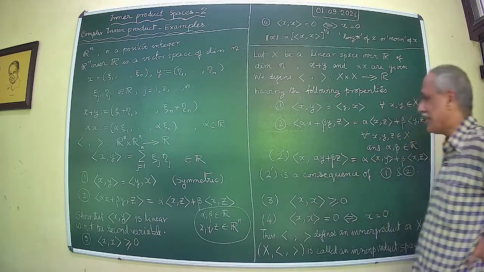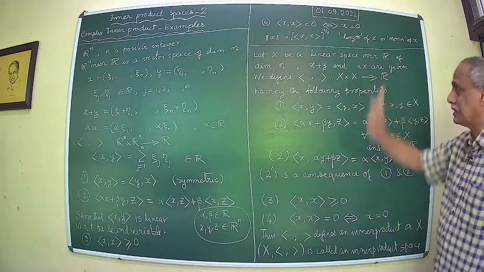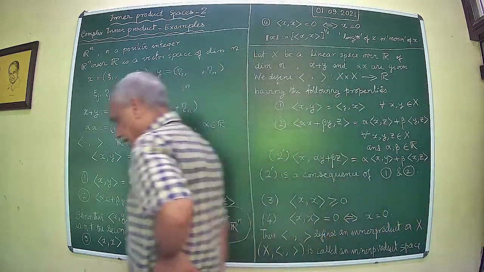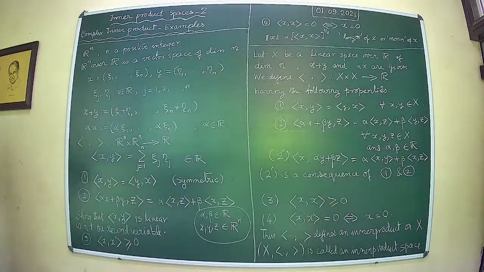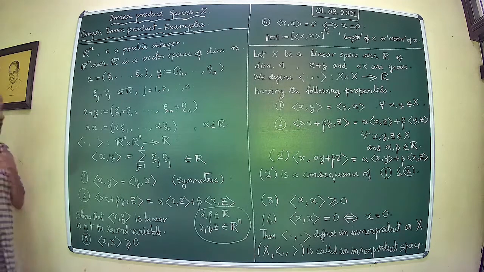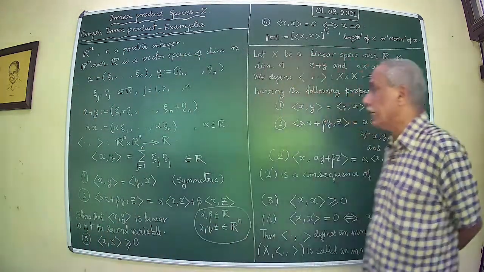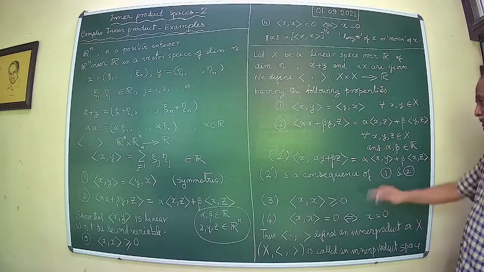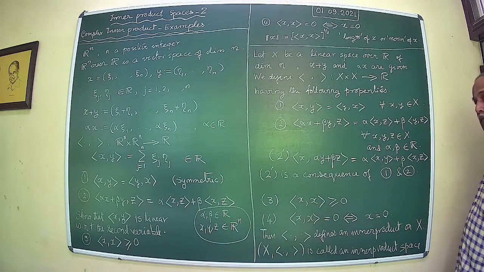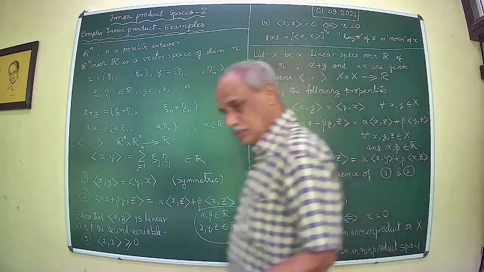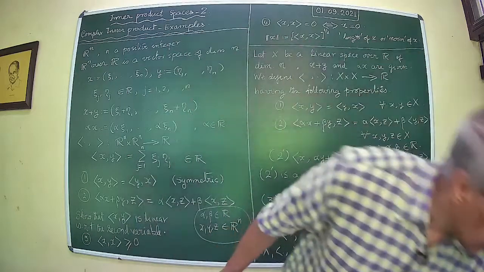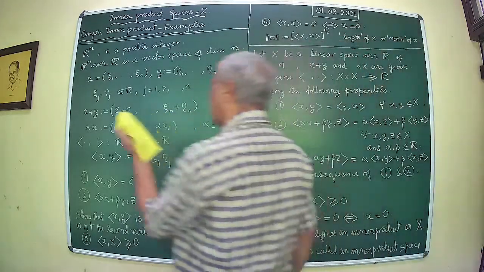Of course, immediately a question comes. Suppose you take an abstract n-dimensional real vector space in the sense that the associated field is real. Does there exist such a function from x cross x to R? Okay. So one of the immediate questions that you ask is this.